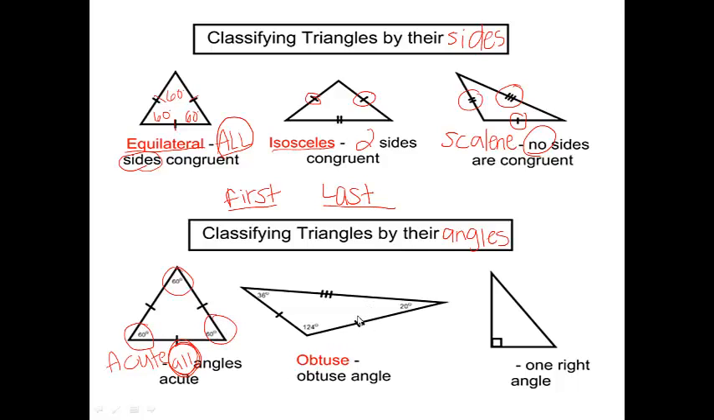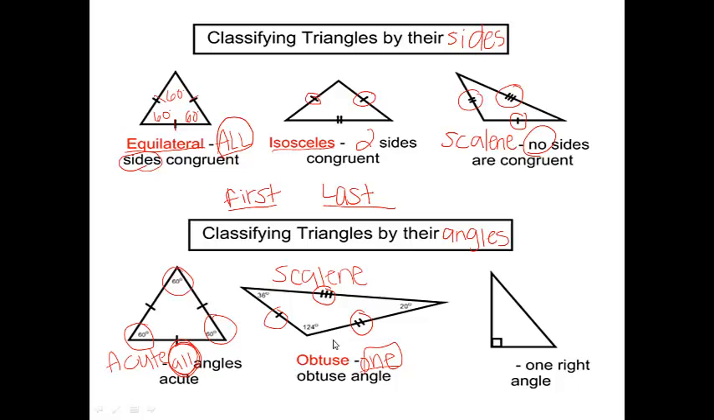Obtuse means only one angle can be obtuse for it to be called an obtuse triangle. So in this case, let's look at the sides. Let's kind of grasp what we learned earlier. What kind of triangle would this be? No sides are equal, so it's going to be a scalene.